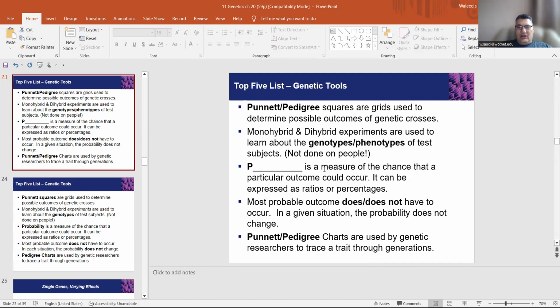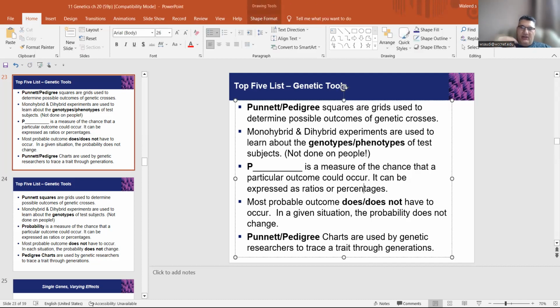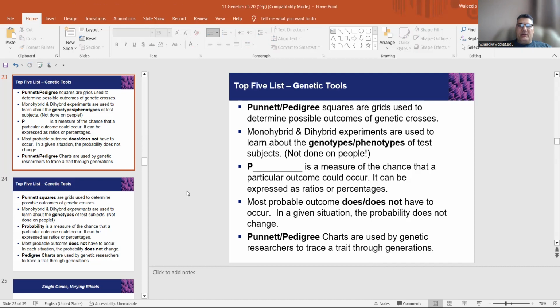What is the measure of the chance that a particular outcome could occur? It can be expressed as ratios or percentages. He's giving you a lot of clues, like 25 to 75, 1 to 3, and so on. This is the probability. It's the measurement of the chances. Measure of the chance that a particular outcome occurs or does not occur. Have or doesn't have, because we don't know. Sometimes it happens, sometimes it doesn't happen.